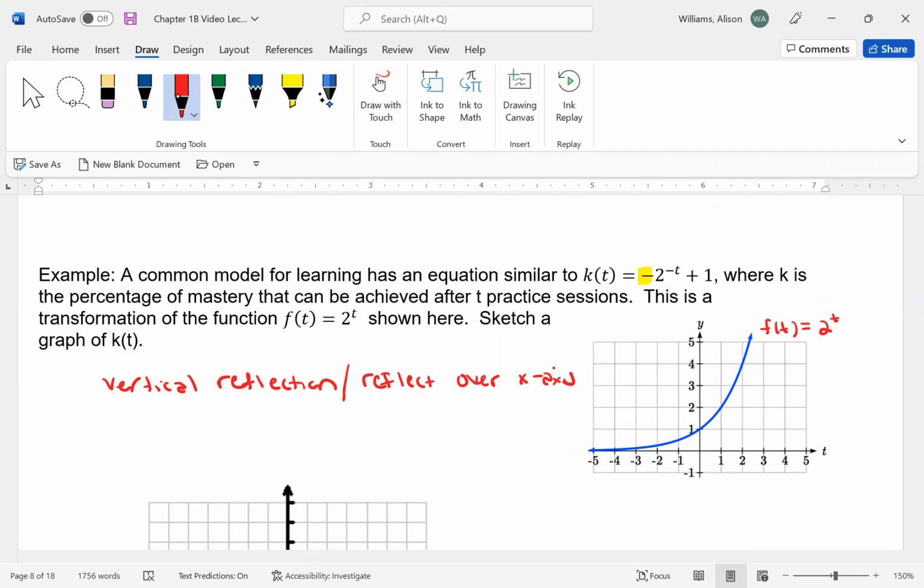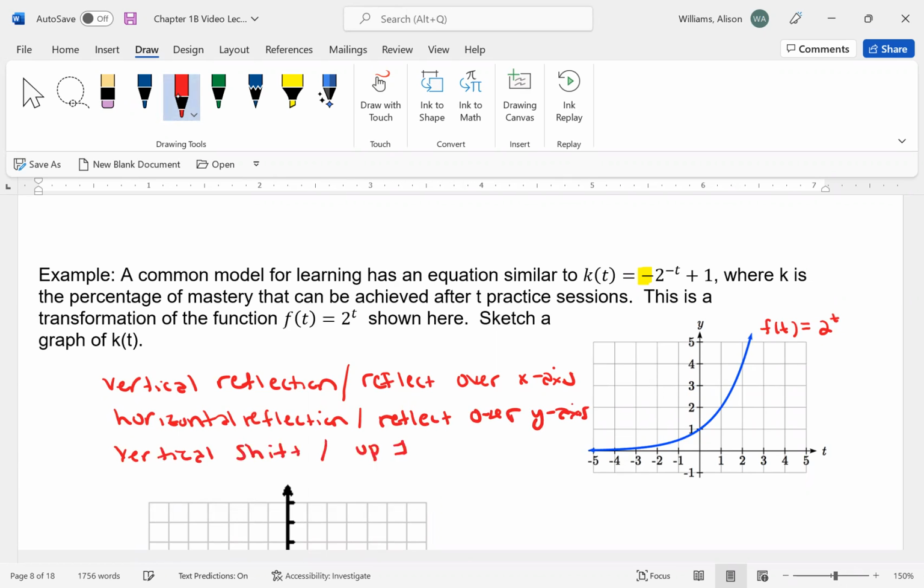Then they put a negative next to the t. A negative next to the t is a horizontal reflection, so it's going to reflect across the y-axis as well. And then last, they added a 1. That plus 1 is a vertical shift, which is going to shift it up 1 unit.